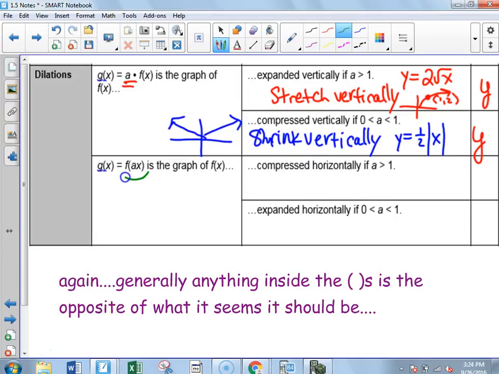All right, this is where it gets weird. Inside on the function, okay? So this is changing x values. So this will compress or shrink the graph horizontally in towards the y-axis.